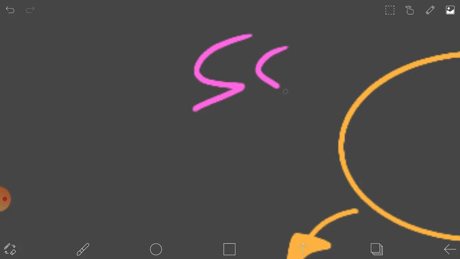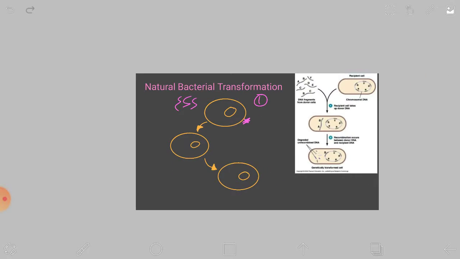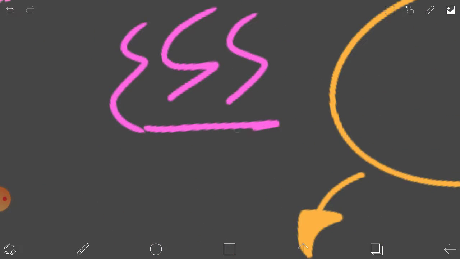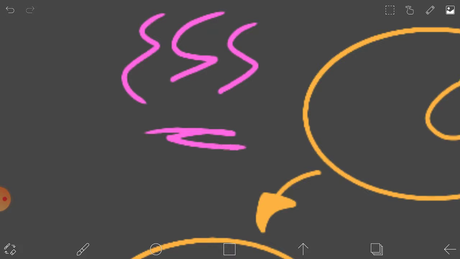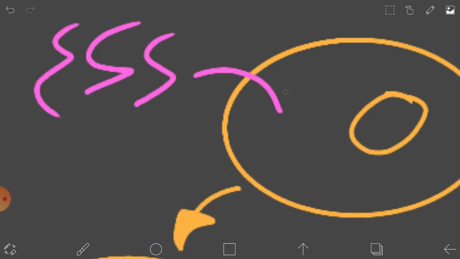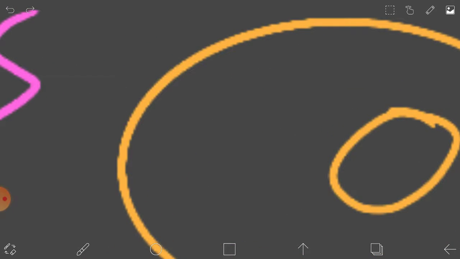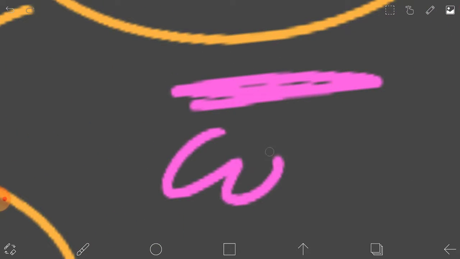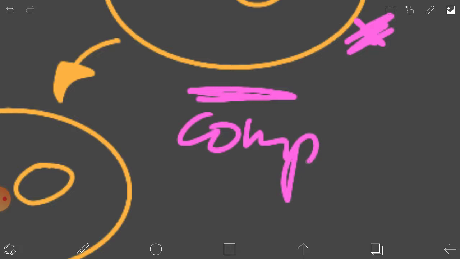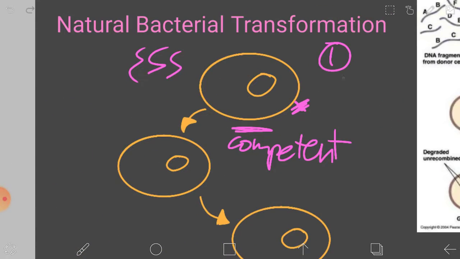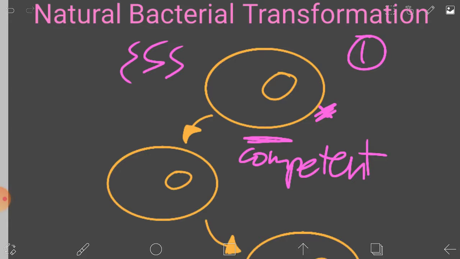So now we have all this DNA outside, or DNA fragments, and they can go inside here, but they won't. Well, this is already a competent cell, because if it weren't a competent cell, then this process would most likely be artificial, not natural.